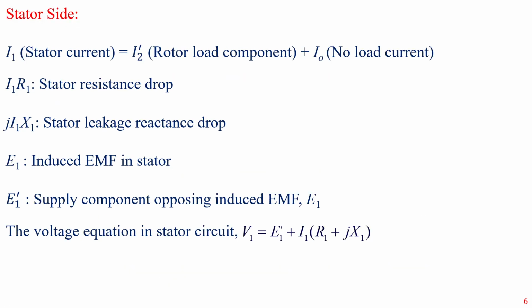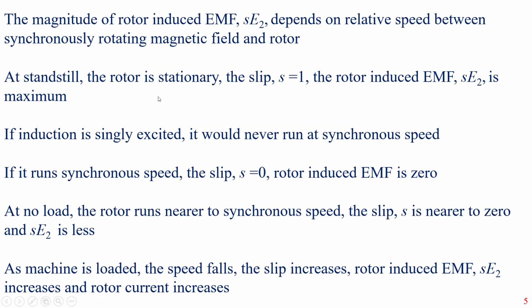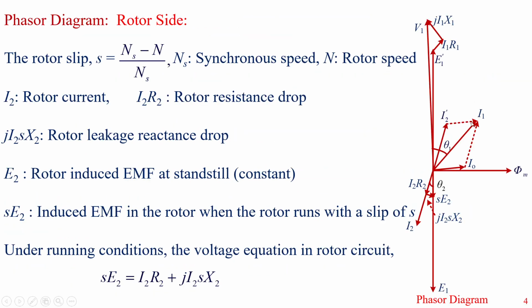Onto the stator side, I1 is stator current. It is a sum of two components. I0 is no load current and I2 dash is rotor load component. I1R1 is stator resistance drop and I1X1 is stator leakage reactance drop. E1 is induced EMF and E1 dash is the supply component opposing induced EMF, and V1 is supply voltage.